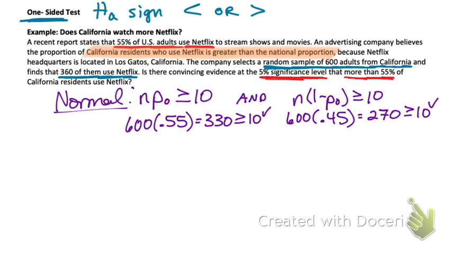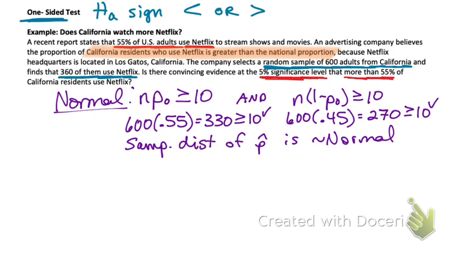And am I done with normal? Say yes, and I'll come over and smack you. The sentence. What do you have to say? The sampling distribution of p hat is approximately normal. Boom. Life is good. All right.